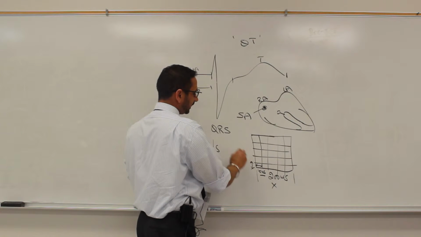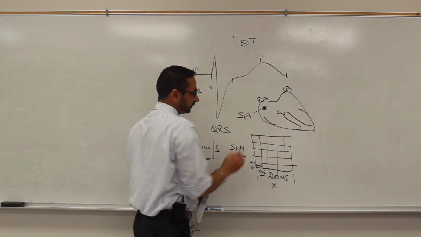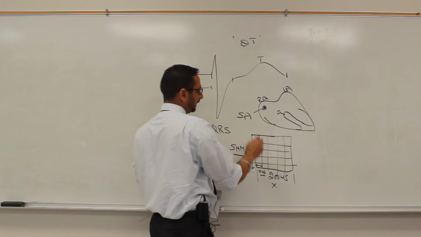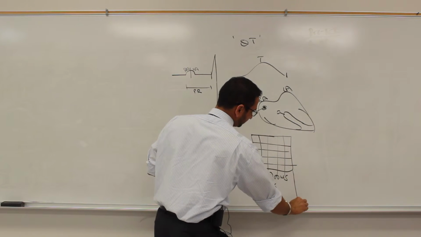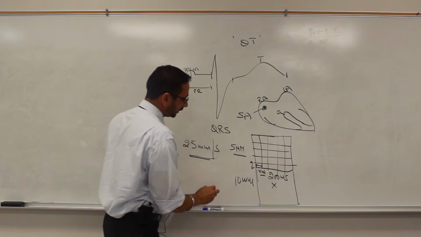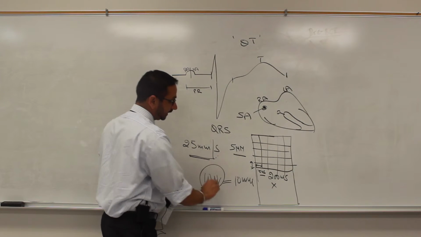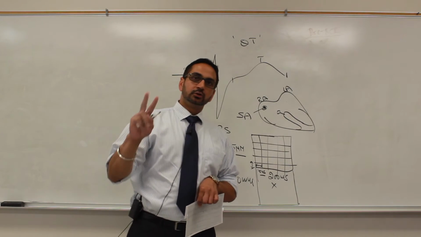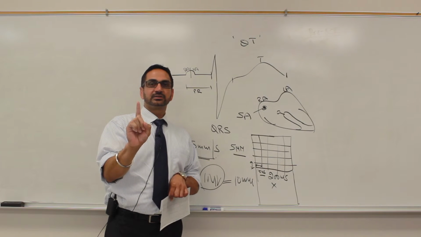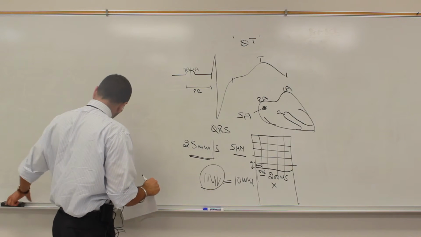On the y-axis it is 5 millimeters: 1, 2, 3, 4, 5. Each box is 1 millimeter, so 5 boxes is 5 millimeters. If you combine 2 big boxes like this, it becomes 10 millimeters. This is what we call 1 millivolt. This is the standard calibration you all should know. 2 big boxes on the y-axis is 10 millimeters, which is 1 millivolt. So one small box is what? It is 0.1 millivolts. You should know this when we talk about ST elevation.